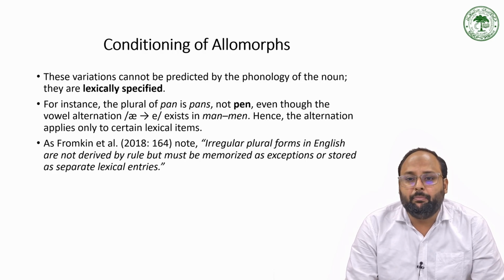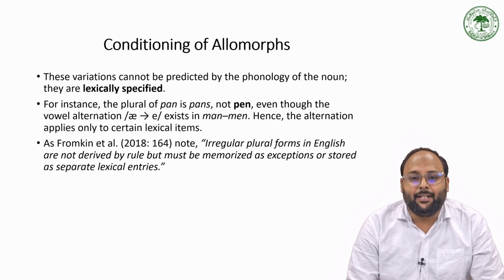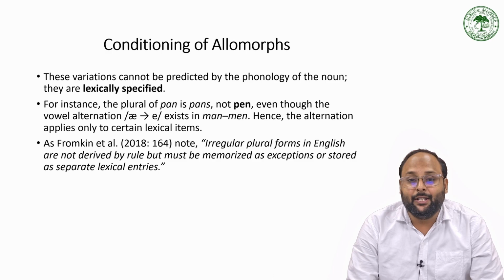These variants cannot be predicted by the phonology of the noun. They are lexically specified. That means morphological conditions cannot be predicted by the phonology of the language. It is lexically specified, or it can be defined by lexical alternation, or we can say morphological alternation. For example, we have the word pen, so it becomes pens, not pen, because it has the regular plural marker s.